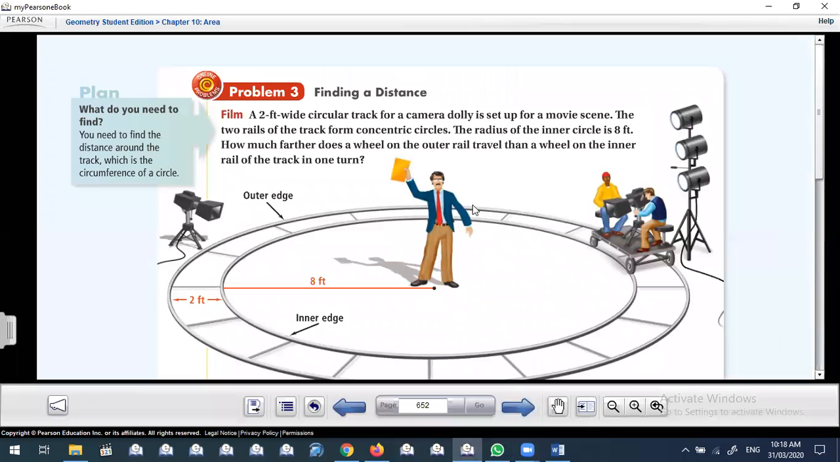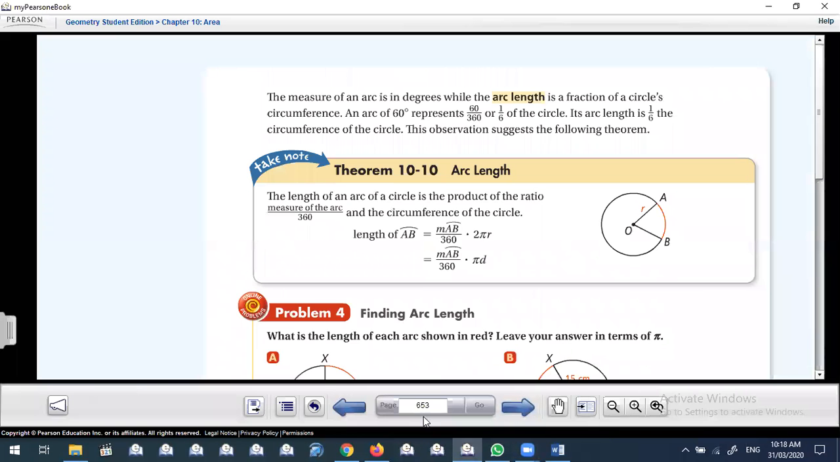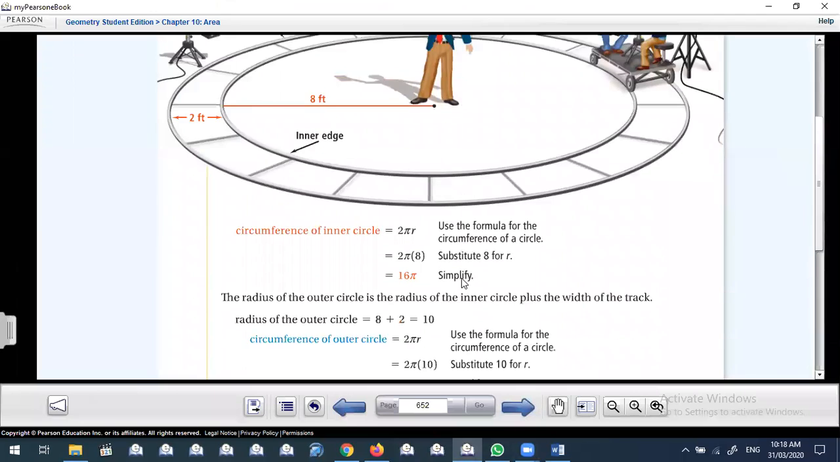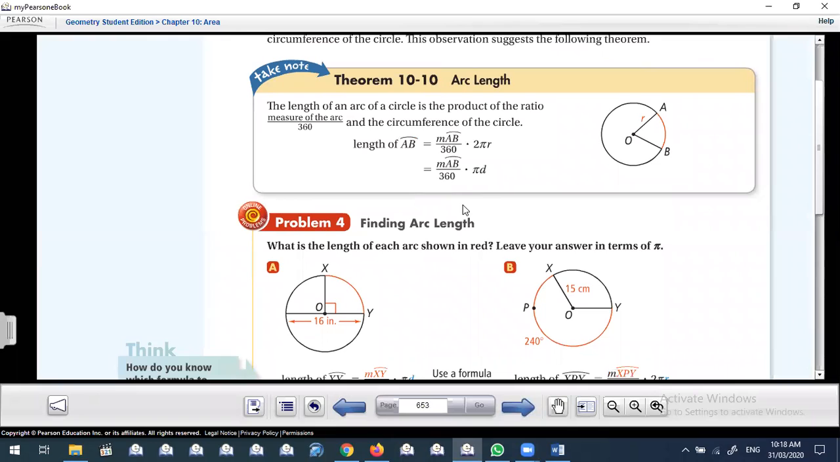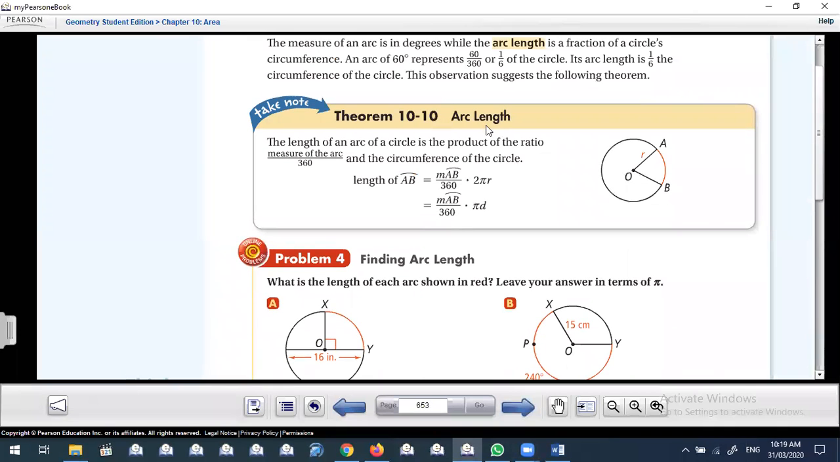Another part of this lesson. Here we have the arc length. Last time we learned how to find the measure of the arc. Today we are going to learn how to find the length of the arc, any arc.